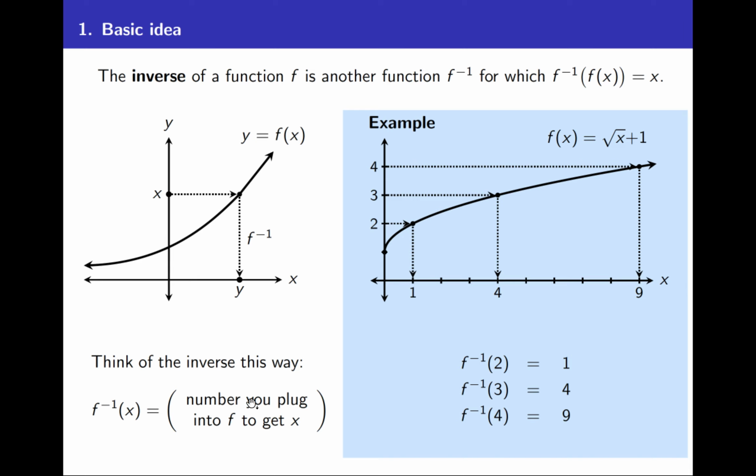So one way to think of an inverse, to summarize what we've been doing in this example, is that you can actually write a little word expression for f inverse of x to define it. F inverse of x is the number you plug into f to get x. So for example, f inverse of 3 is the number 4 you'd have to plug into f to get 3. We'll have more to say about this in a couple of slides. So this is the basic idea of an inverse. It's just running f in reverse.